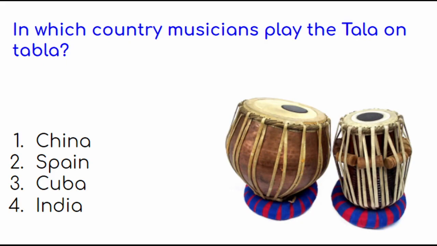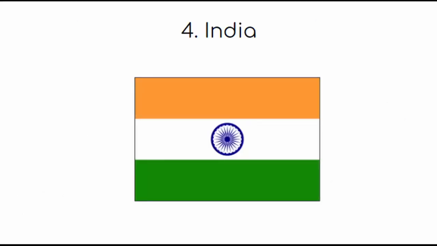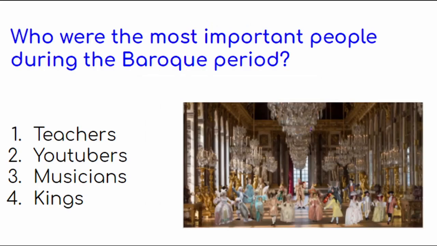Next question. In which country musicians play the tala on tabla? 1. China. 2. Spain. 3. Cuba. 4. India. And the answer is 4. India. Do you remember we learned how to play an Indian rhythm? Let's try another question. Who were the most important people during the Baroque period? 1. Teachers.